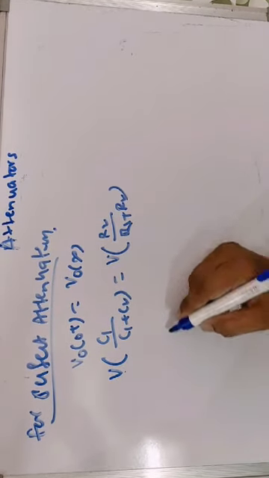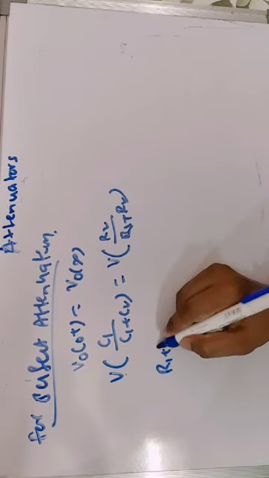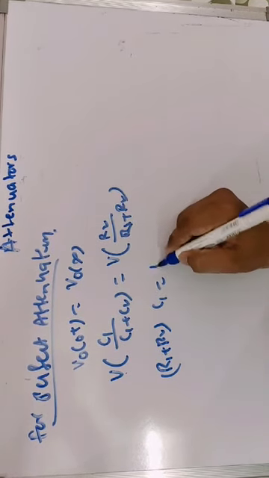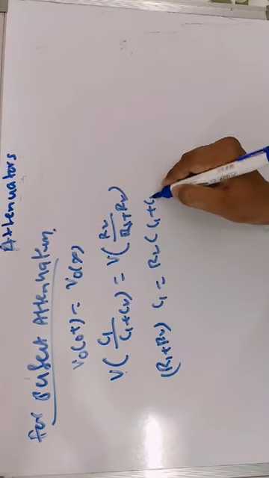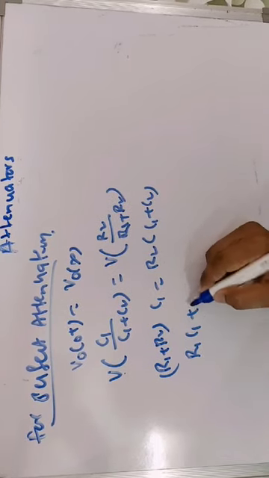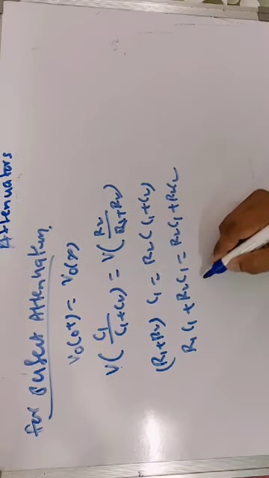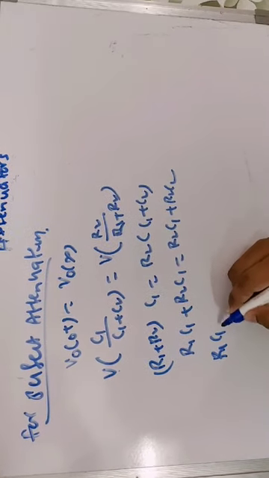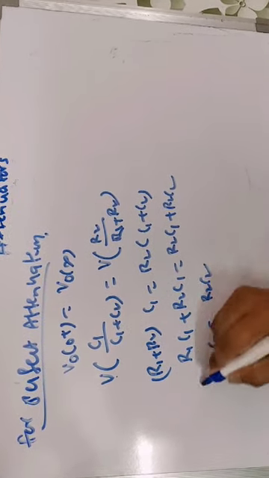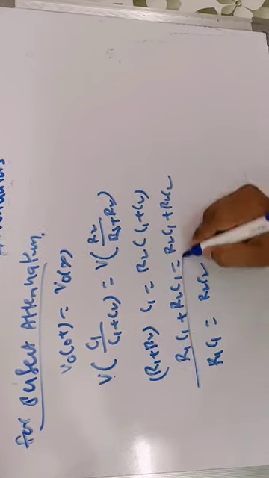So V cancels out here, and cross multiplying, R1 plus R2 into C1 is equal to R2 into C1 plus C2. It is R1 C1 plus R2 C1 equal to R2 C1 plus R2 C2. R2 C1 cancels out, so R1 C1 is equal to R2 C2. So the condition for perfect compensation is R1 C1 must be equal to R2 C2.